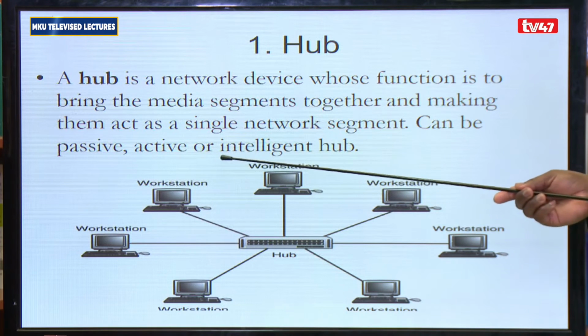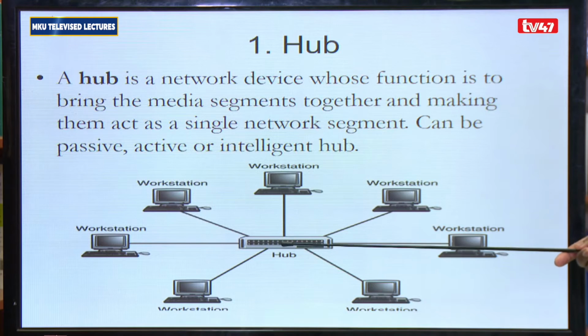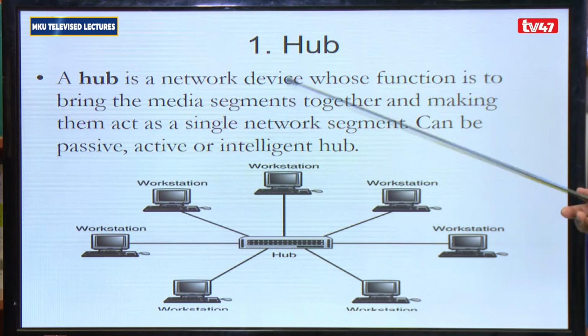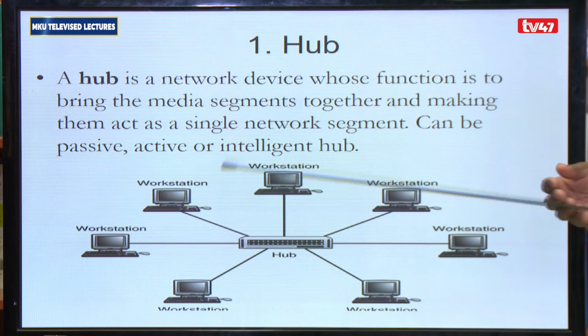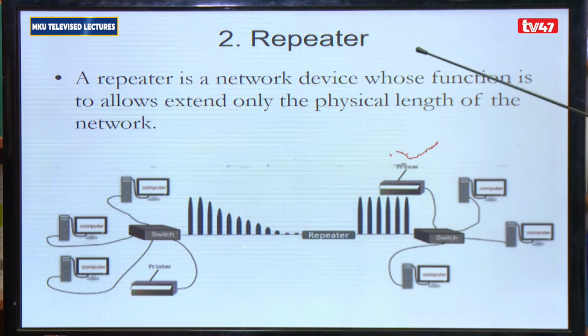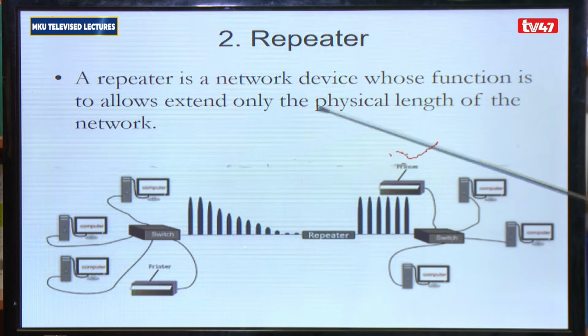But the intelligent hub does the same by picking the signals, amplifying them and retransmitting them only through the destination path. If the message was meant for a particular destination, it will only forward it through that path. That way, this particular device is able to expand and manage a single network. That's why it falls under the category of networking devices. Then we have the second network device, which is the repeater. The repeater, as the name indicates, repeats the signal and thereby allows us to extend a single network.